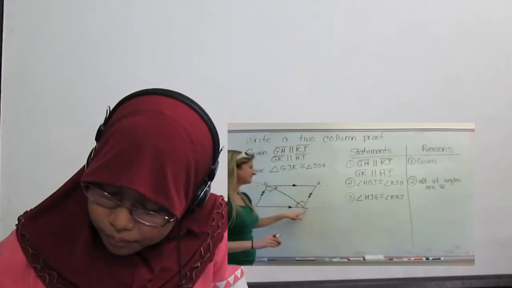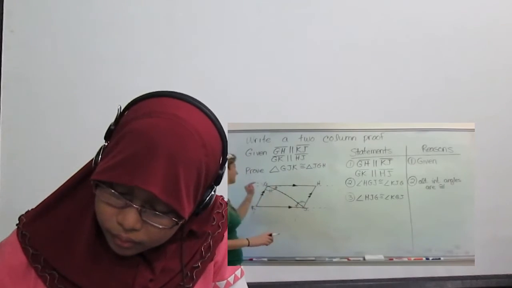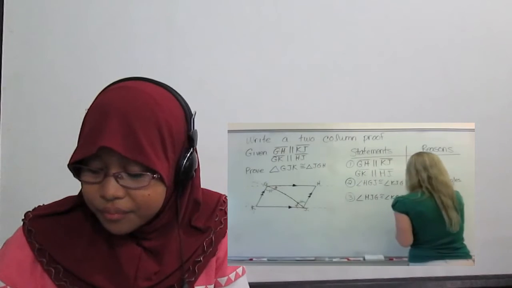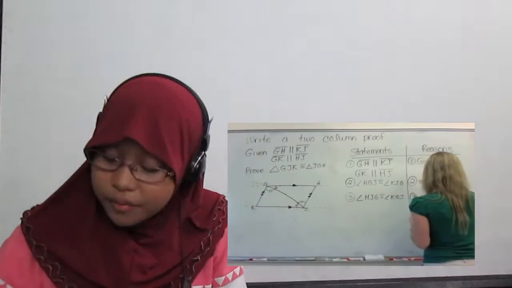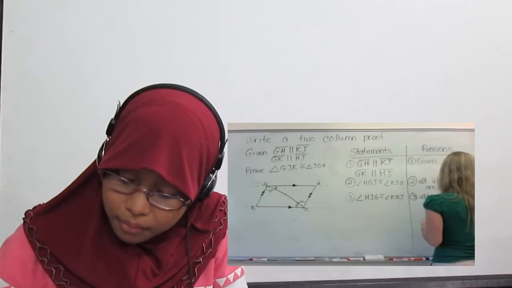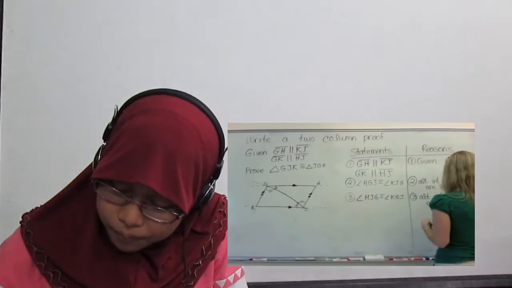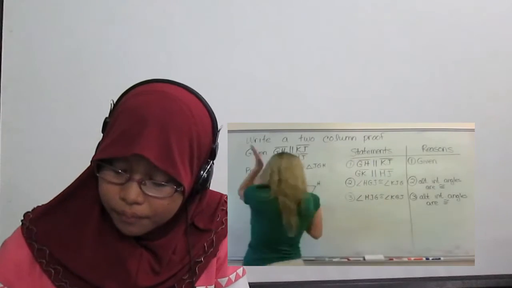Okay, so HJG and KGJ are congruent to each other because they're alternate interior angles. We know that alternate interior angles are congruent. Very good. So now we've got two angles.